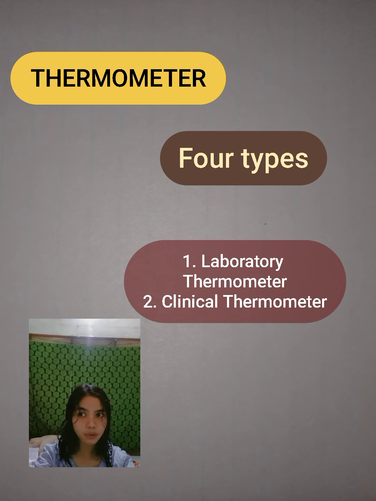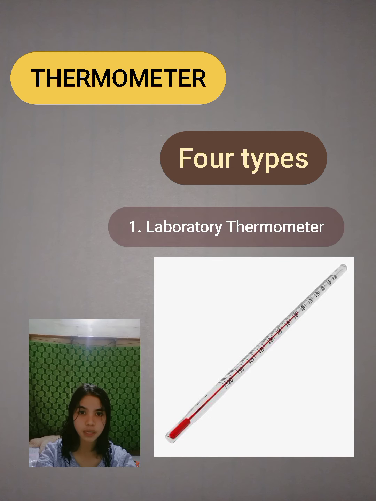and laboratory thermometer. The laboratory thermometer is used to measure the temperature. The scale of temperature is graduated generally from negative 10 degrees Celsius to 110 degrees Celsius over the glass tube. Each division of the temperature scale is further divided into 10 parts to read fractions of temperature.